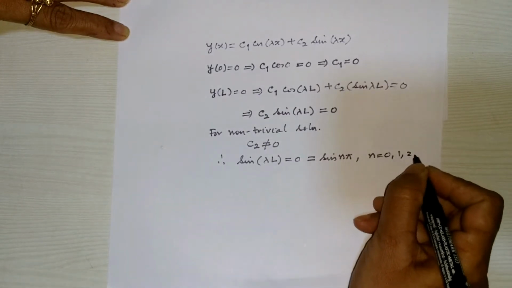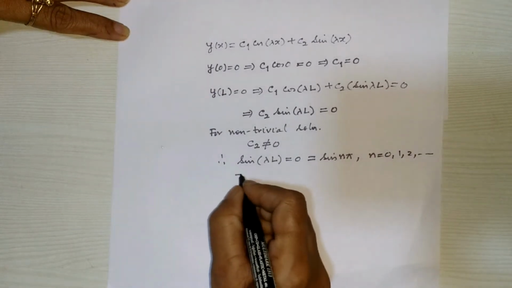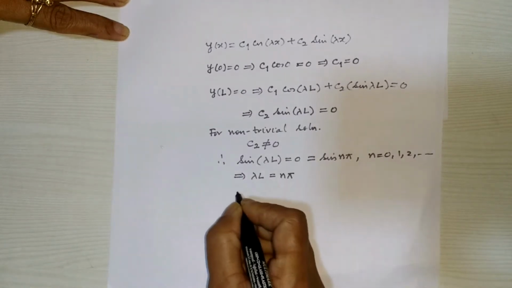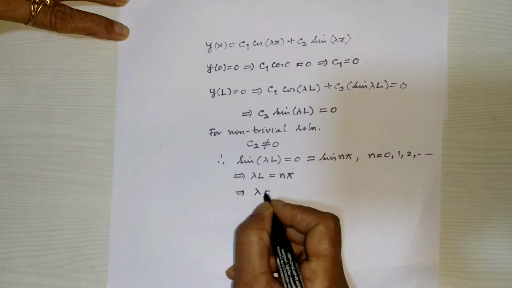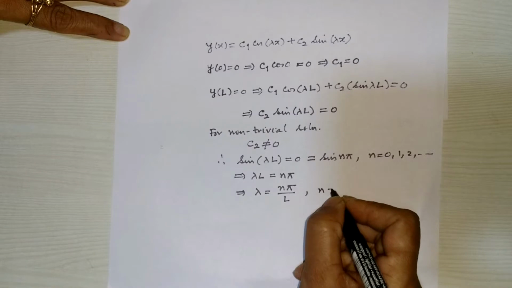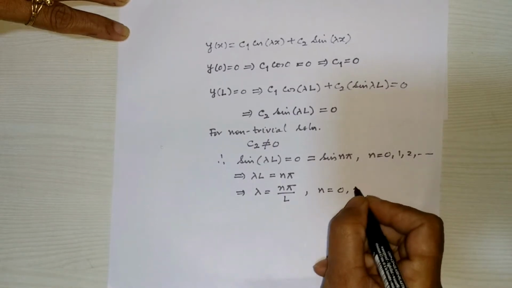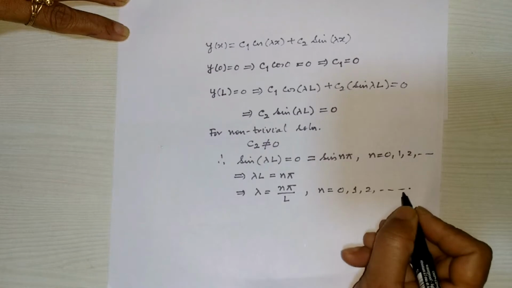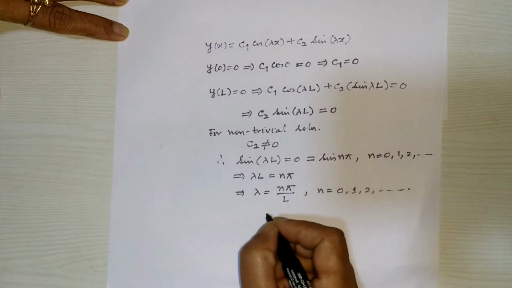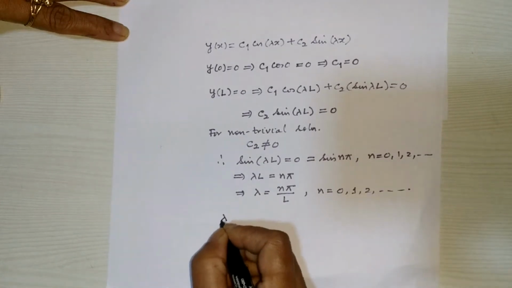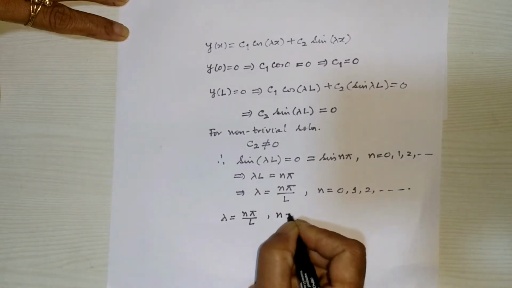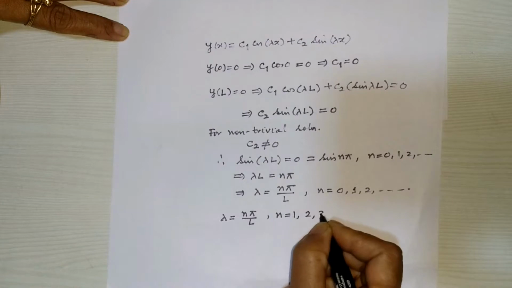0, 1, 2. This implies lambda L is equal to n pi. This gives you the value of lambda as n pi upon L, where n can take the value 0, 1, 2, etc. We do not want lambda to be 0, so we will take the values of n for the eigenvalue problem as lambda is equal to n pi upon L, where n varies from 1, 2, 3 and so on.